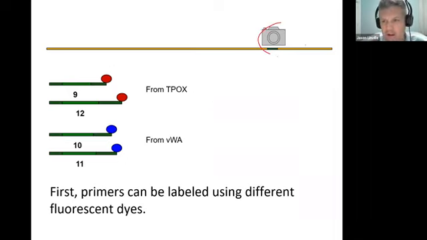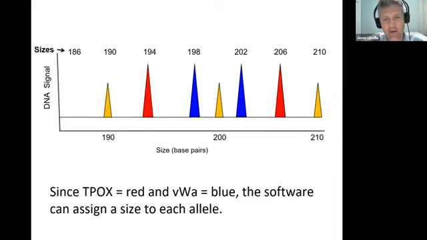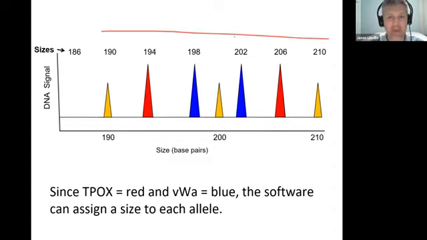The camera is going to be able to differentiate this red dye and this blue dye. So if we tell the software, hey, red peaks are TPOX, blue peaks are VWA, okay, the camera's like, why are you talking to me? I'm an instrument. But we run this reaction, and now we still have 4 peaks. Does everybody see how this slide looks exactly the same as what we had before, except 2 of them are blue and 2 of them are red?